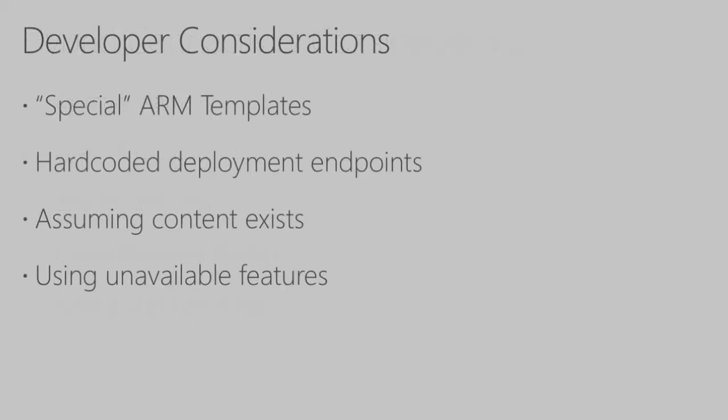For your developers, some special considerations here. You have special ARM templates. As Matt has been talking about, the default endpoint suffix, so that you're able to talk to your storage accounts, and that you're not relying on things that you might not have near that Azure Stack. If your Azure Stack is disconnected, you can't really get your scripts from GitHub or Visual Studio. It's not going to really work. Hard-coded deployment endpoints. Again, I talked about those domain names. Assuming content exists.